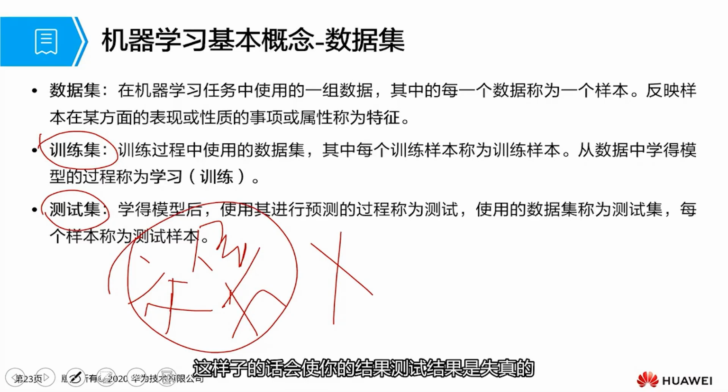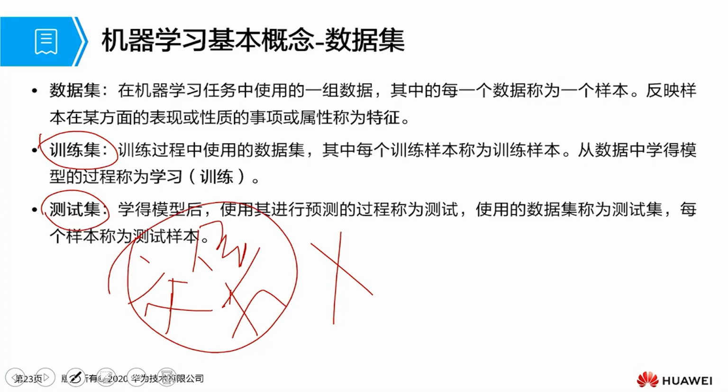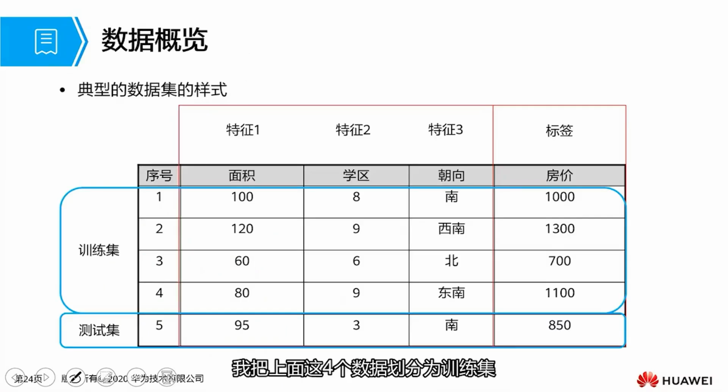Next, let's take a look at an overview of the data. This is the most typical style of a piece of data: rows 1, 2, 3, 4, 5. I divide the first four pieces of data into a training set. The fifth piece of data is used separately as the test set. During my training, I use the first four pieces of data. When I test, I only use the fifth piece of data.